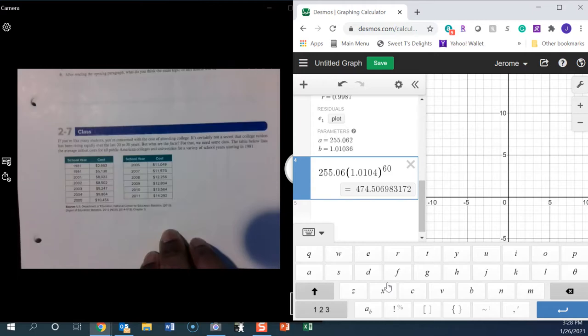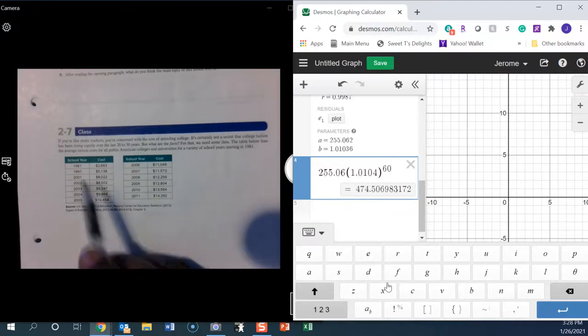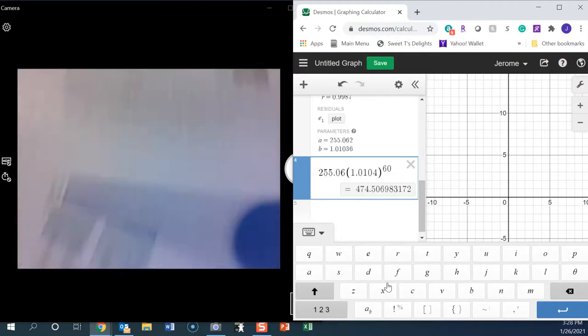Now, if we look down here at the bottom, it says if you're like many students, you're concerned with the cost of attending college. It's certainly not a secret that college tuition has been rising rapidly over the last 20 to 30 years. But what about the facts? For that, we need some data. The table below lists the average tuition cost for all public American colleges and universities for a variety of school years started in 1981. Okay. So we know this is our 0 year, and all the other years will be based off of 1981.